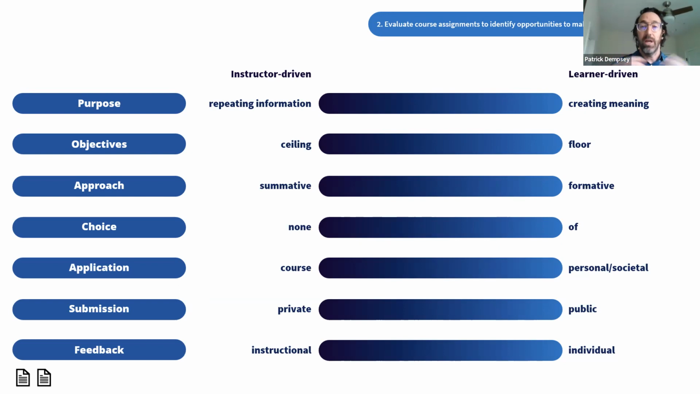As a really simple way of doing this, if you're in a teaching and learning unit, or if you're a chair, or you just have a sphere of influence, you could say, hey, let's just pick one assignment in each of our courses and do this. And let's see where we landed. And then let's pick one or two of these things. Maybe we change the approach and the submission. And let's just try to make it a little bit more learner driven. It's a really practical way to start implementing this.